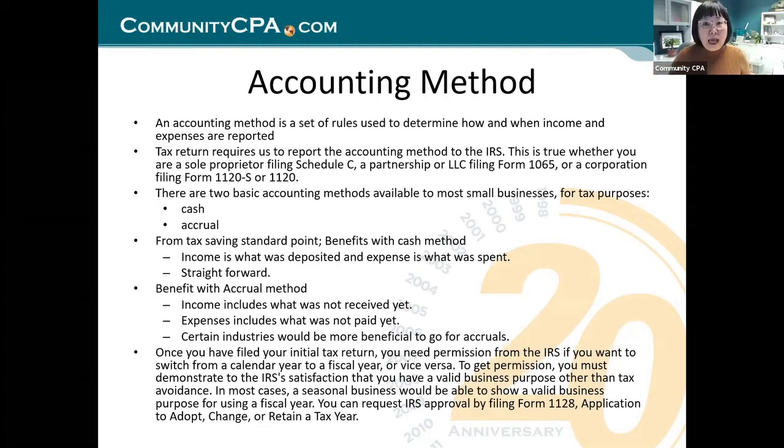So when you are on cash, what happens? Whatever you deposit into your bank, that's your income. Whatever is not deposited, that comes later. So I will deposit that, I will account for that later, right? And then what about your expense?